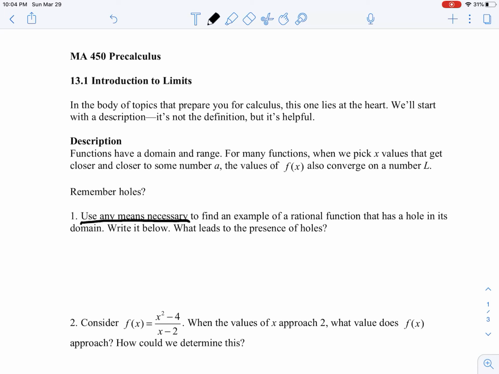So, find a function that has a hole in it, a rational function with a hole, a simple one, write it below. And this is the important part. What leads to the presence of holes? Okay, go for it. No, really, pause the video and go find it. Yep, you can do it.